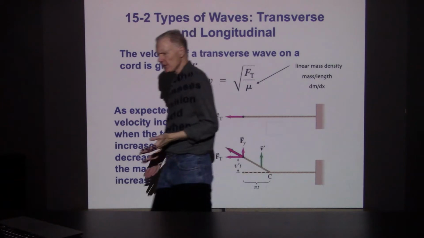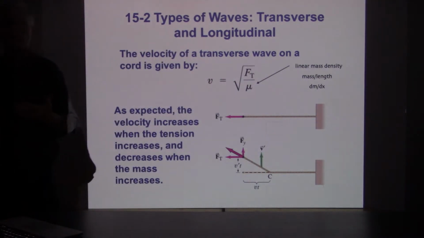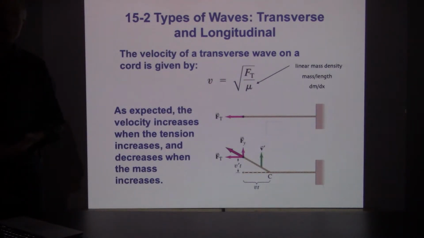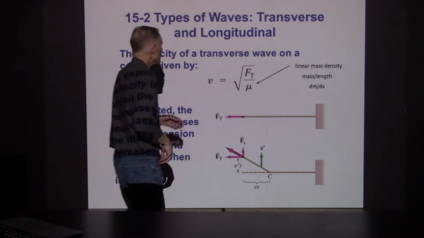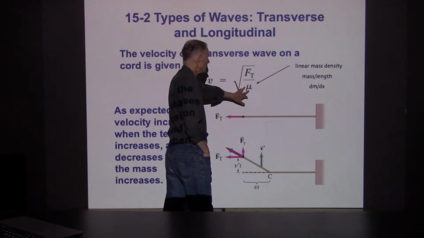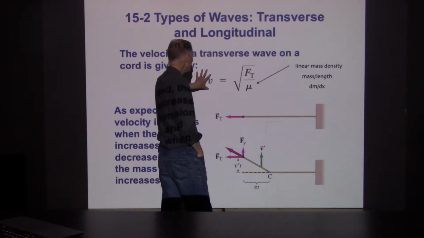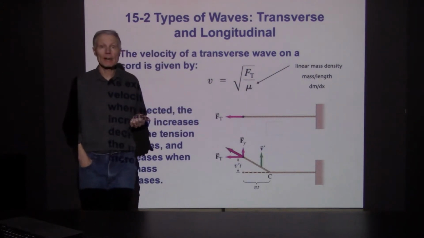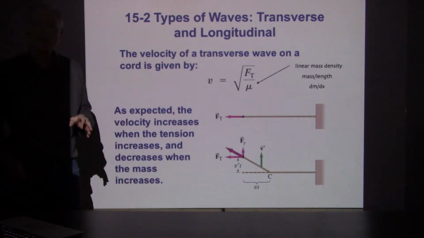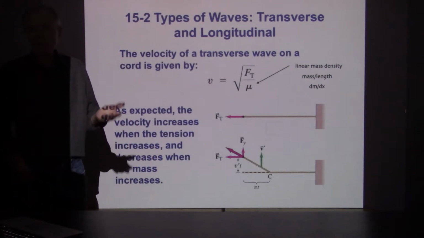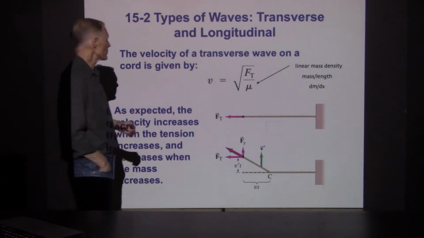What's important on this is how heavy the objects are. How much inertia do these objects have? A heavier string has more inertia, and that slows down the velocity effect. So the velocity of the waves is going to be influenced by how much mass there is.